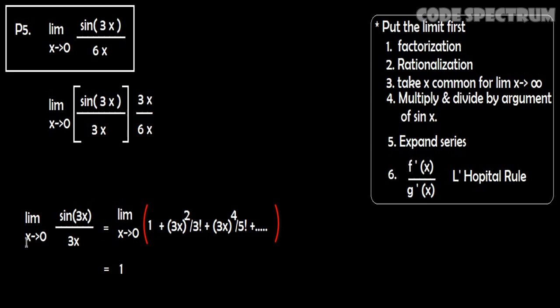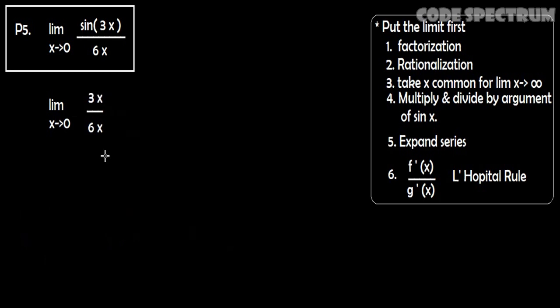And note that we have limit x equals 0 on both the sides. So you can replace this term with 1 in this equation. Now you're left with the 3x divided by 6x. You can cancel the x. The answer to this problem is 1 by 2.